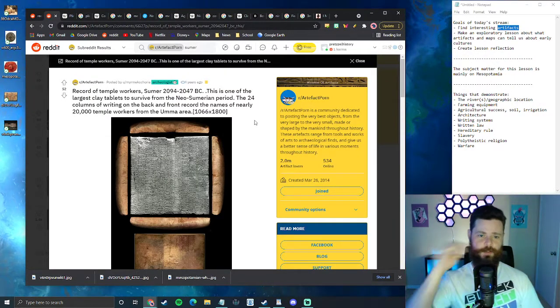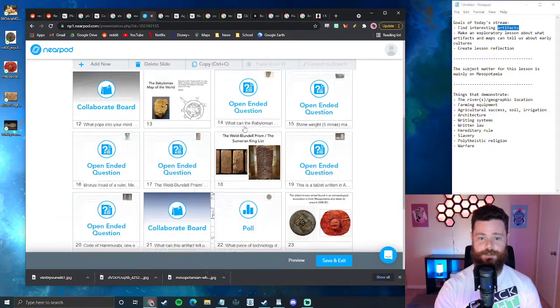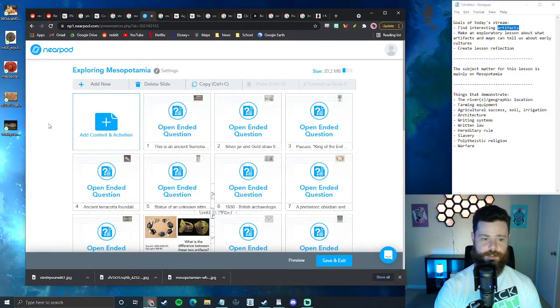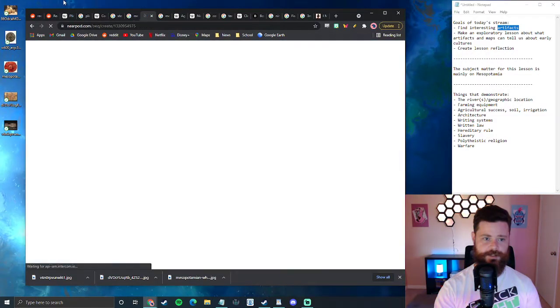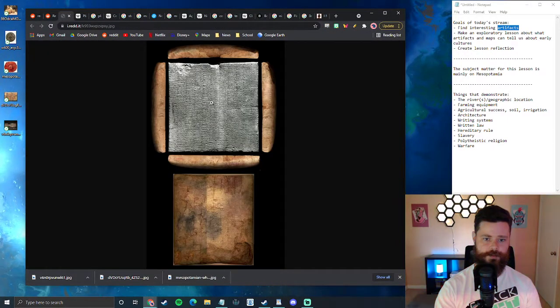It's a record of temple workers, Sumer, 2094 to 2047 BC. This one is one of the largest clay tablets to survive from the Neo-Sumerian period. The 24 columns of writing on the back and front record the names of nearly 20,000 temple workers from the Umma area. I think that's worth putting in here. So if I did, I guess I would need to.